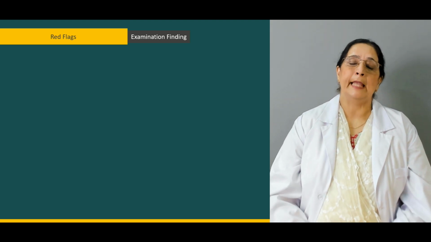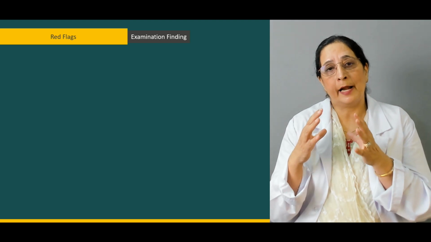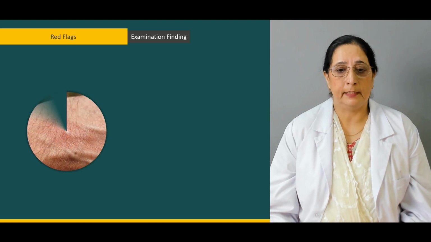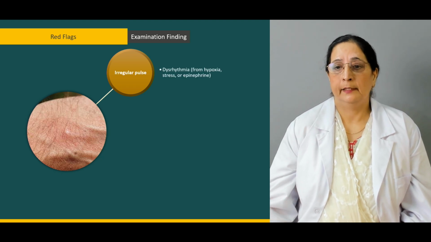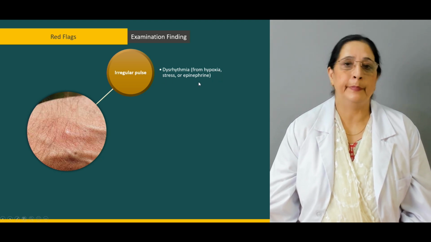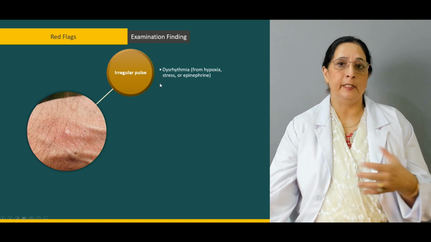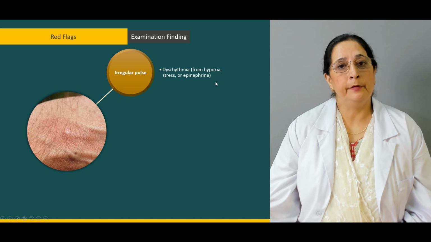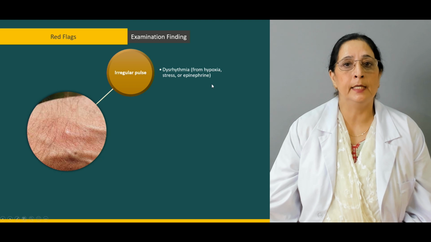Now, what are some examination findings? We can say that these are the red flag findings of anaphylaxis. We have the irregular pulse. There is dysrhythmia from hypoxia, stress, or epinephrine. So the finding is an irregular pulse; it may be dysrhythmia. The rhythm of the heart is not normal, which can be from hypoxia, decreased supply of oxygen, stress, or epinephrine.